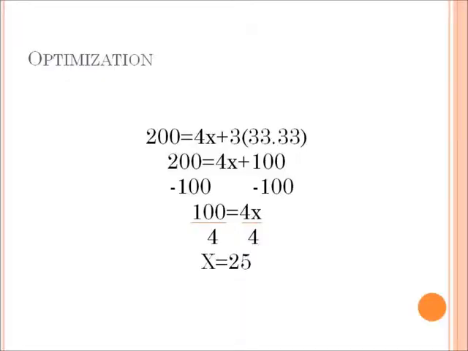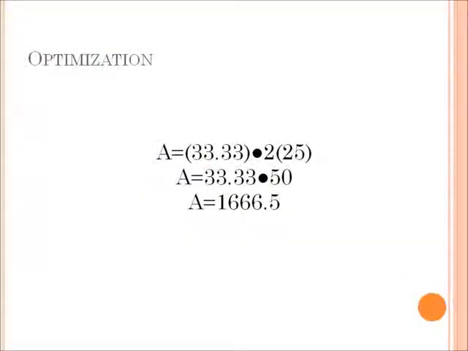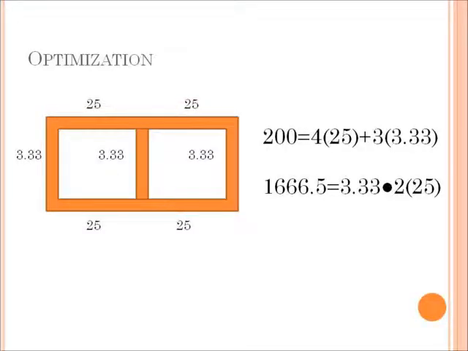Once you find y, plug it back into your perimeter equation and solve for x. Now that you have both your variables, you can plug it back into the area equation. So now we know what each variable of the pen has to be in order to create the greatest area of 1,666.5 yards. Each x will represent 25, and each y will represent 33.33.